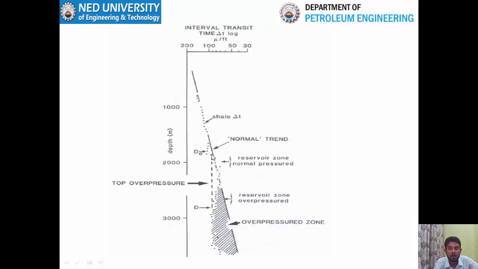But when you have the abnormal pressure zone, this trend changes, because in the abnormal pressure zone you have higher porosity, higher fluids, higher transit time as compared to normal compaction. So when you have a break in the normal trend, that break in the normal trend can be because of this abnormal pressure condition in your reservoir.